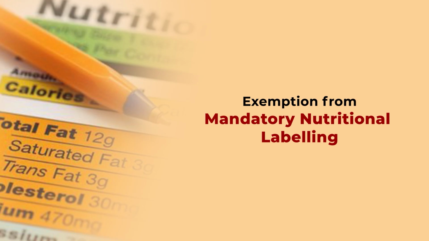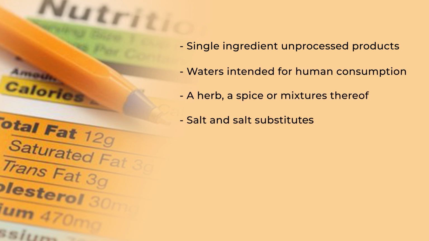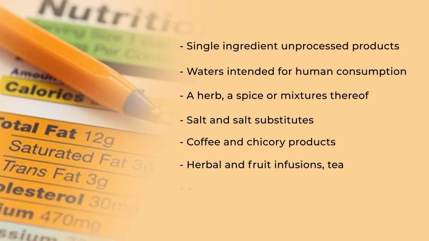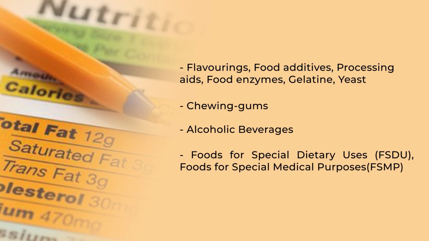There are exemptions also for mandatory nutritional labeling. So, it is not required for the single ingredient unprocessed product, for water, for herbs, spice, salt or the sweeteners or the coffee, tea or the herbal infusions, fermented vinegars, flavorings, food additives, processing aids, then food enzymes, gelatin, yeast, chewing gums, alcoholic beverages and the foods for the special dietary uses. It is not mandatory to mention all the nutritional information on the food label.